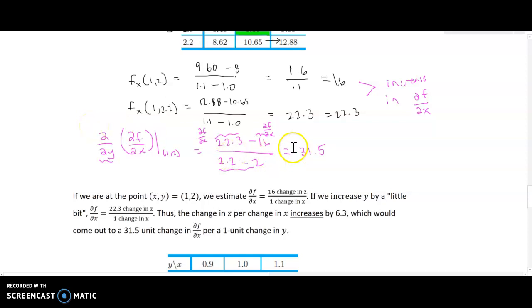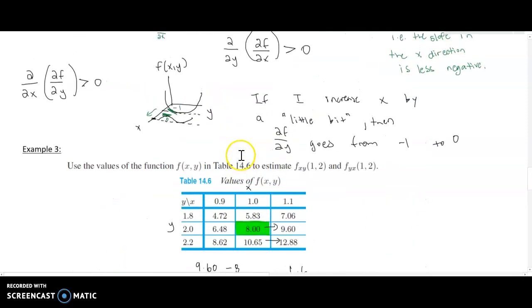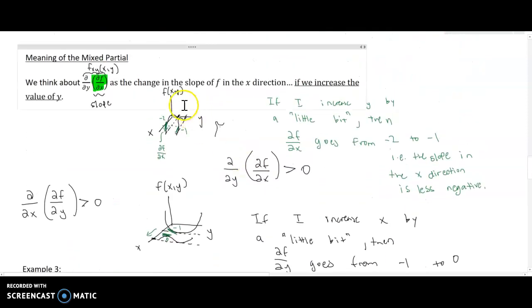In our previous video, we estimated how df/dx, the change in z per unit change in x, and how that slope itself changes when we increase y by a little. So we estimated df/dx at the point (1, 2), and then we estimated df/dx at the point (1, 2.2). This is very much in line with what we're observing up here. We asked what happens to the slope of the three-dimensional surface at the particular cross-section if we were to move over to the next cross-section.